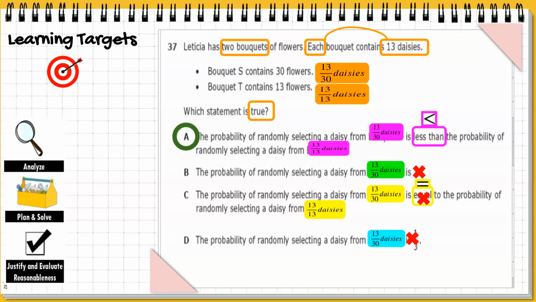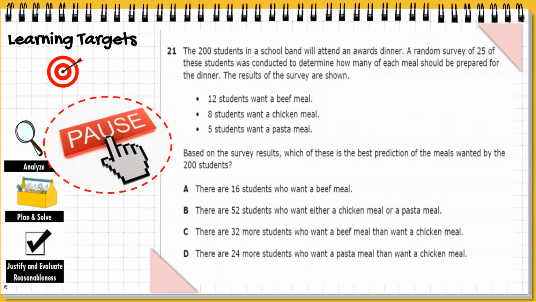Notice, for these, I've taken all I know from my probability and I'm actually analyzing these using my qualitative and quantitative statements. I am comparing them and making good decisions using my annotations in my problem-solving process. Let's try the next one. For this one, go ahead and pause. All right, here we go.